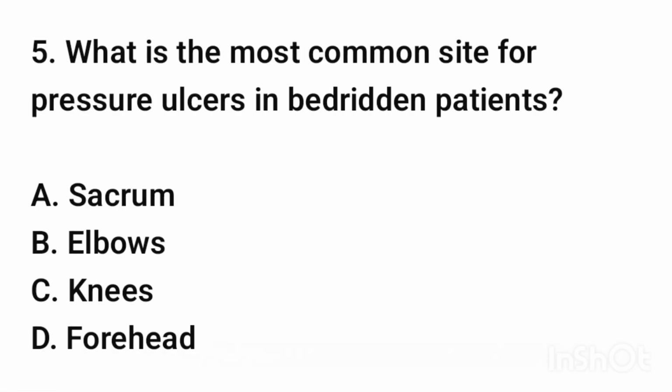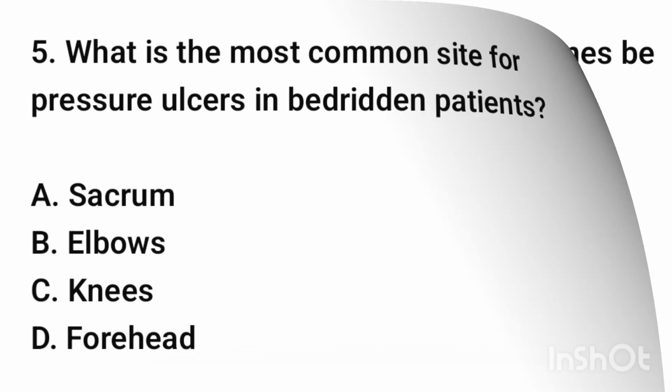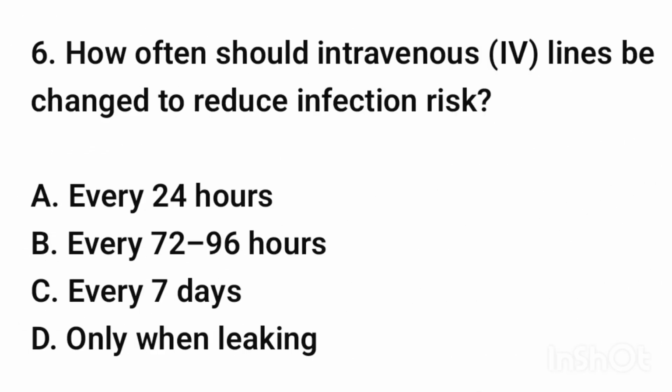Question number 5. What is the most common site for pressure ulcer in bedridden patient? The correct answer is option A, sacrum. Question number 6. How often should intravenous IV lines be changed to reduce infection risk? The correct answer is option B, every 72 to 96 hours.